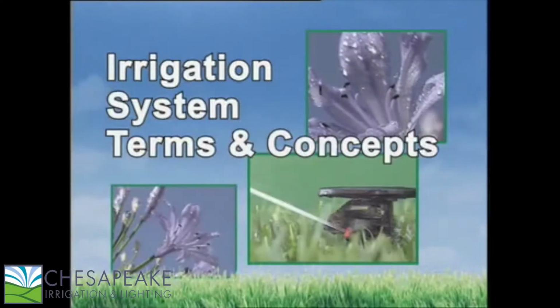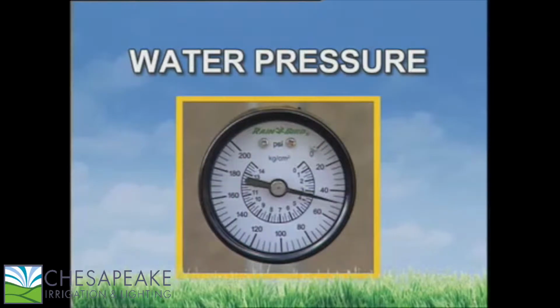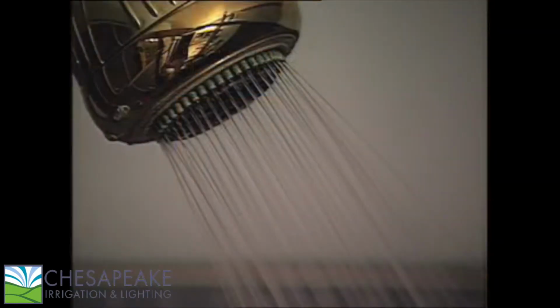There are several terms and concepts that are essential when planning an effective irrigation system. The first is water pressure. It's measured in pounds per square inch, or PSI. It's the amount of force that the water on your property will exert.